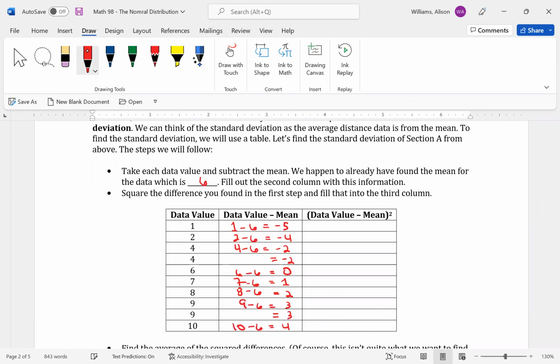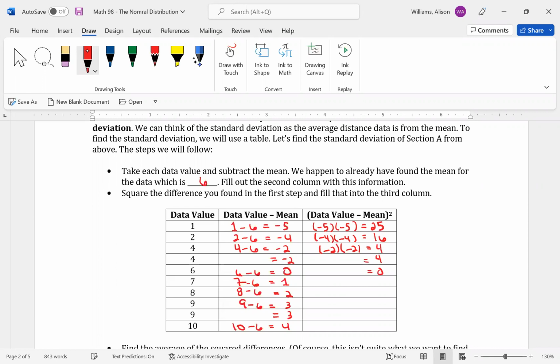Those values that we just have here on the right, we're going to take and square them. That's what we're going to do in the third column. Squaring means we multiply it by itself. So I'm going to take -5 times -5, and a negative times a negative comes out to +25. Then -4 times -4 comes out to +16. -2 times -2 is 4. The next one is 4 again. 0 times 0 is 0.